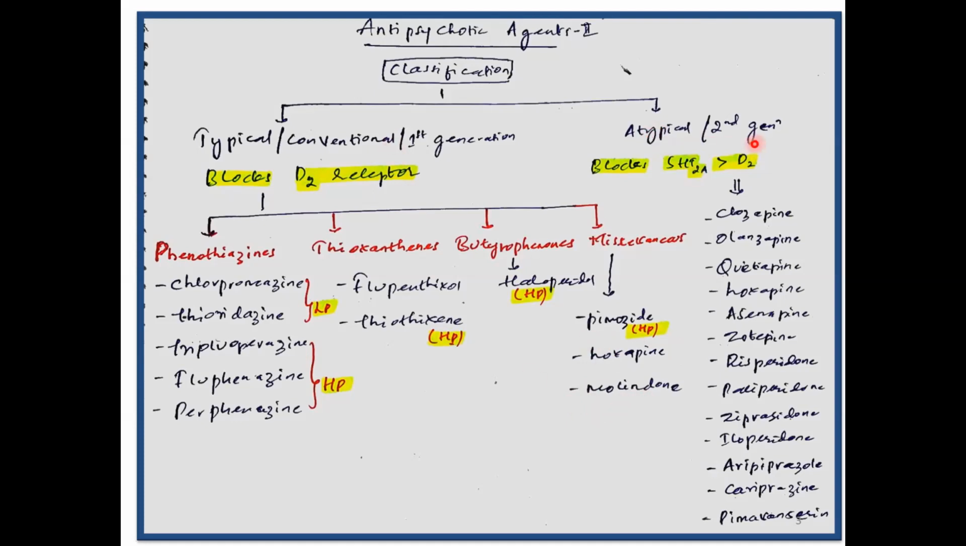Coming on to the atypical or second generation, clozapine is the prototypic atypical agent, then olanzapine, followed by quetiapine, loxapine, asenapine, and zotepine. So these are all the pines. Then we have the dones like risperidone, paliperidone, which is a metabolite of risperidone, ziprasidone, iloperidone, aripiprazole, cariprazine, and the most recent advanced one is pimavanserin.